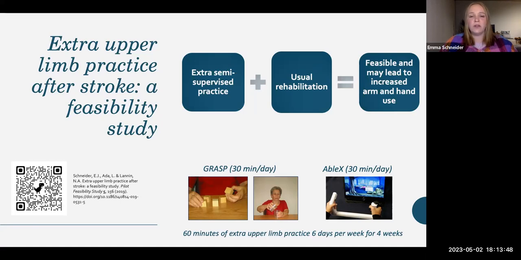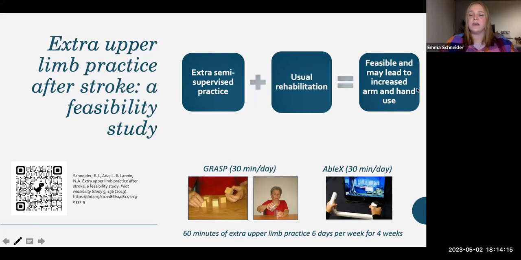So we tried to recruit, and in fact we did recruit, 20 people to participate in this feasibility trial, and they were asked to complete 60 minutes of extra upper limb practice 6 days a week for 4 weeks. Now that's 60 minutes of actual practice. So they were already warned that they might be in the session for more than 60 minutes, but they would need to be there for the whole time until they had completed 60 minutes or until they gave another valid reason why. And this was on top of their usual rehabilitation.